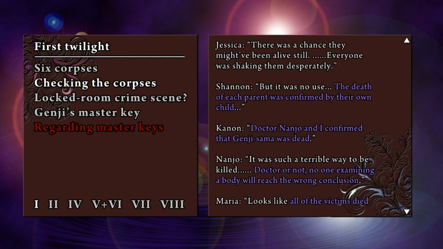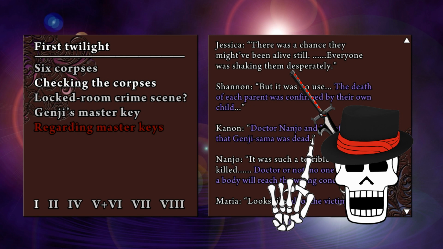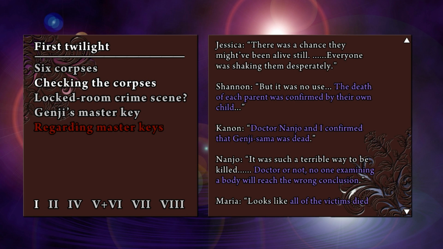Cross. Dr. Nanjo and I confirmed that Genji was dead. Okay. So, okay, I can definitely trust this red. Therefore, now my reasoning is a little bit more correct when it comes to Genji being dead because of this. We know that Kanon is innocent, and Dr. Nanjo and he confirmed that Genji was dead. So, Genji truly is dead.